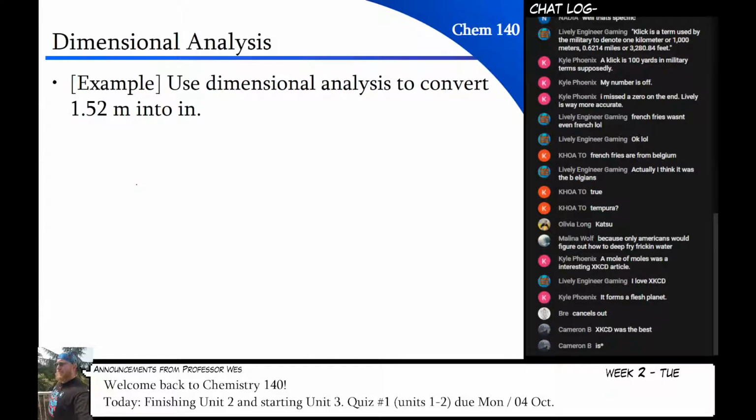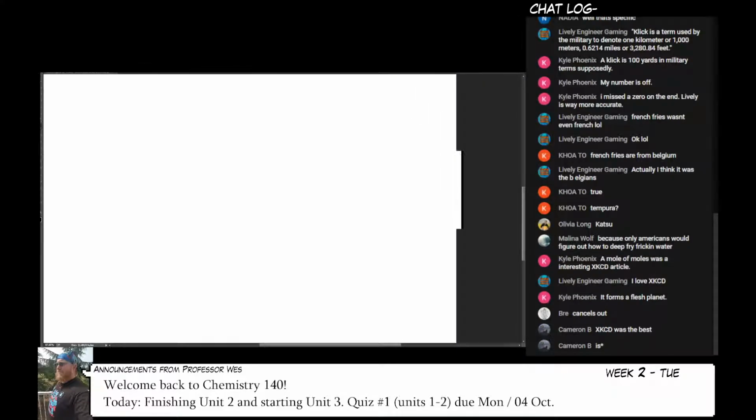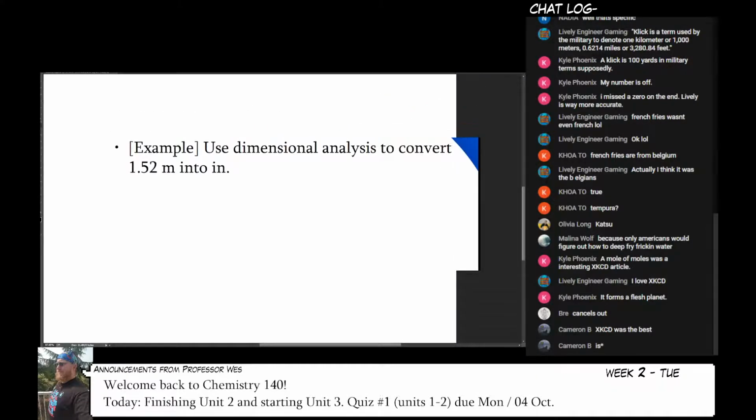So let's do another example here. So we'll go back to the Photoshop window here. I got to clear all this. I didn't actually catch the problem on there. There we go.